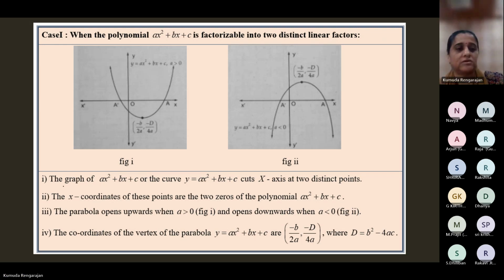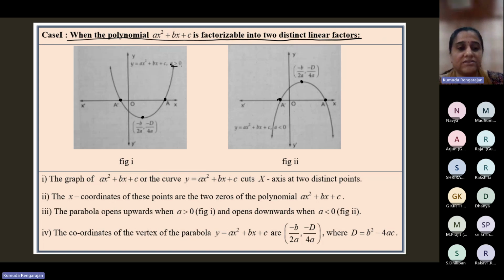So case 1, when the polynomial is factorizable into two distinct linear factors. Two distinct linear factors means unequal roots, two different roots. You can see that the parabola opens upwards when A is positive and opens downwards when A is negative. The coordinates of the vertex are given by minus B by 2A, comma, minus D by 4A. And it intersects the x-axis at two distinct points because of unequal roots.